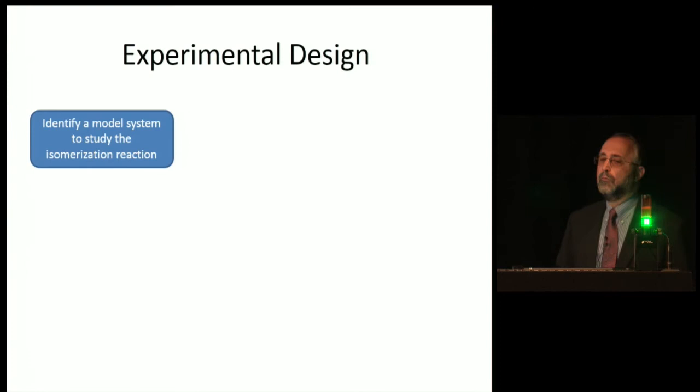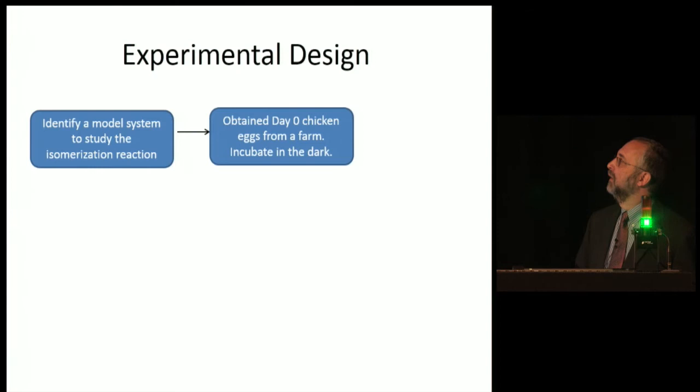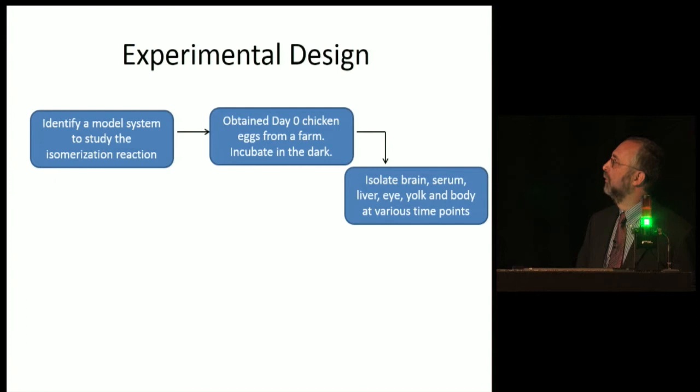So in the experimental design that I'm going to be talking about today, we have identified the model system. And we obtained a set of eggs, quite a few eggs, from a chicken farm, that one in Idaho that was essentially a factory chicken farm, commercial farm. We also did some separate experiments using free-range eggs from Utah farmers, but there were no differences there. And we isolated the brain, the serum, the liver, the eye, the yolk, and the body parts at various times during development with the goal of trying to learn when and where meso-zeaxanthin is being made.